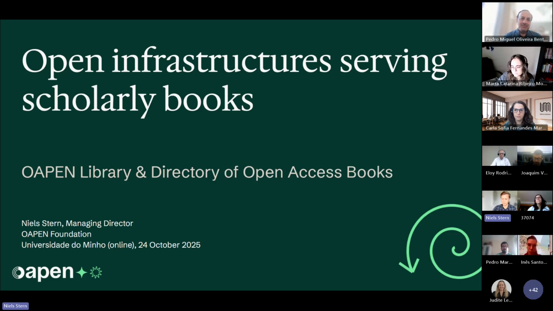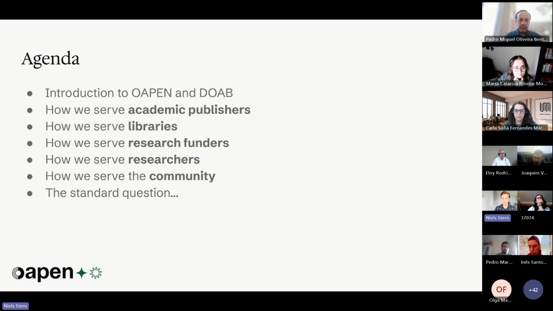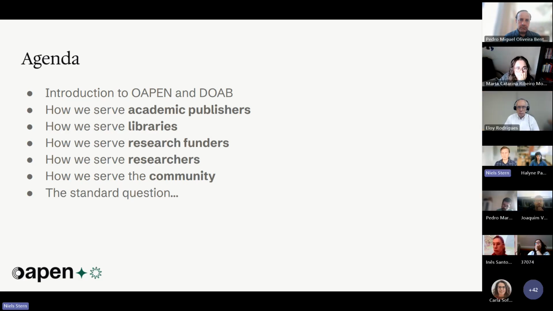Today I thought I would give an overview by being as concrete as possible. So I will introduce to you OAPEN and DOAB, and then show you what we do for the different stakeholder groups, because this is applicable not only in Europe but globally. It's a way to give you an idea about what we think we can do to serve the publishers, the libraries, the funders, the researchers, and more widely the community. I'll share some ideas about the things we can do and how we can add value to these different stakeholders when it comes to open access books. And if you hang on to the end of the presentation, I will share with you what the standard question is these days. But we'll get back to that at the end.